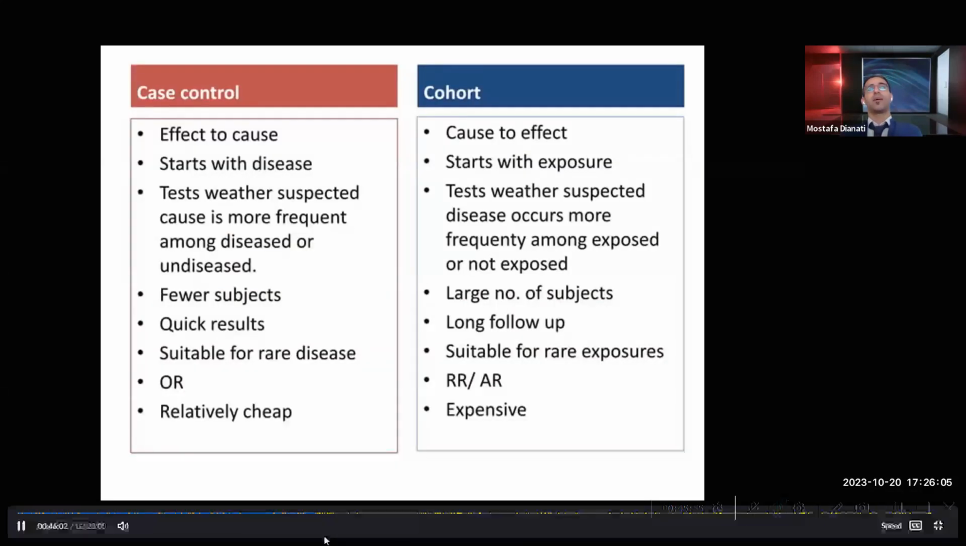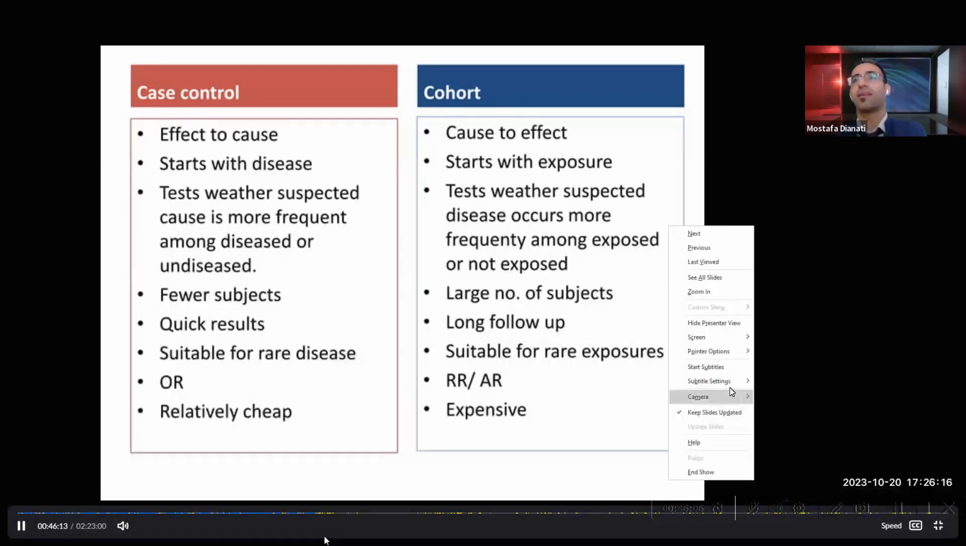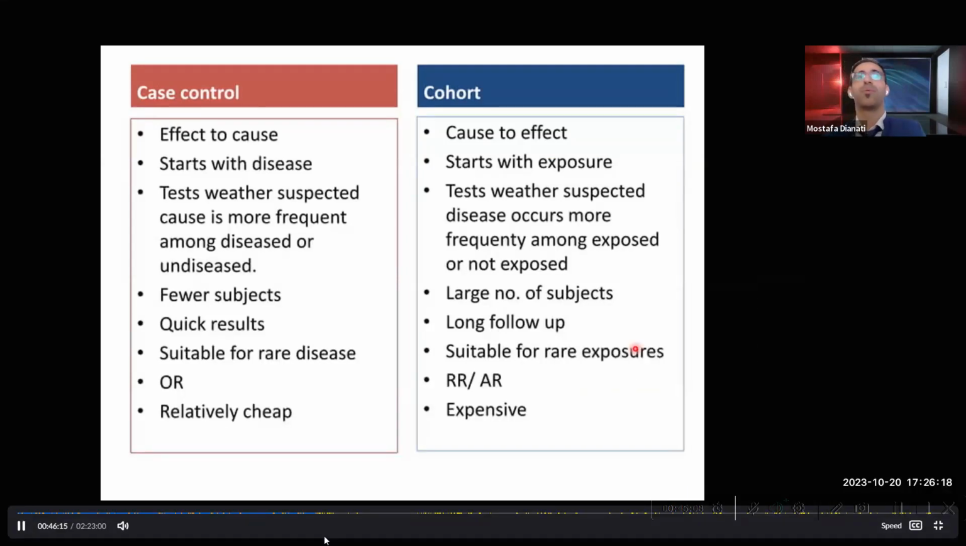Okay, here is a comparison between case control study and cohort. Case control: effect to cause; cohort: cause to effect. Let me use my pointer here. Let's start with disease in case control, let's start with exposure in cohort. In case control study, we test whether a suspected cause is more frequent among diseased or non-diseased. However, in cohort study, this is completely on the other side.